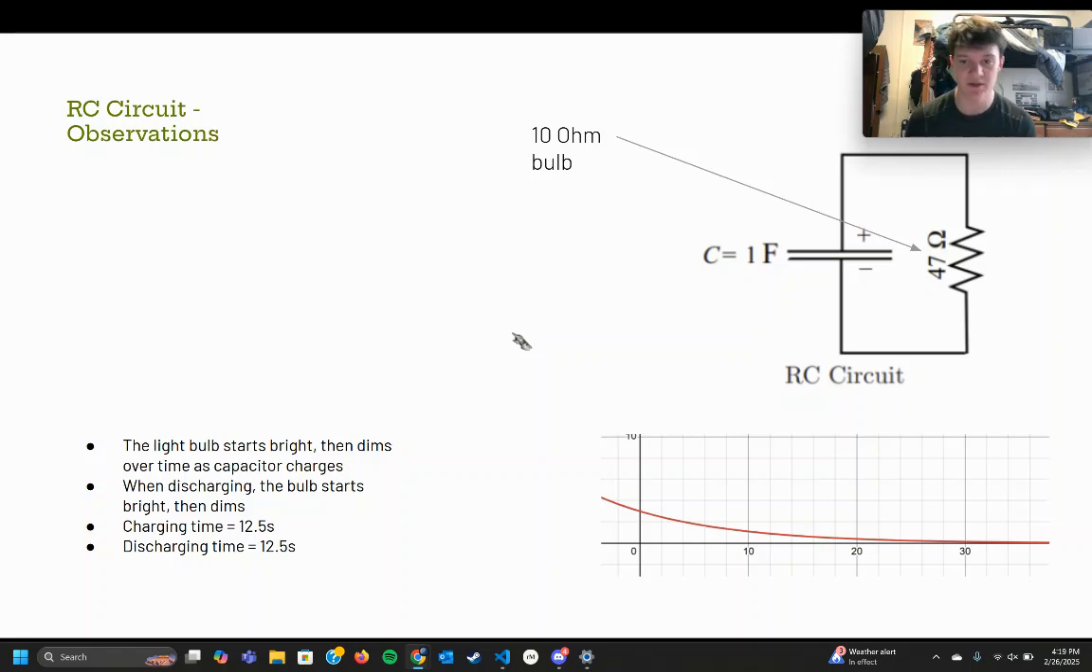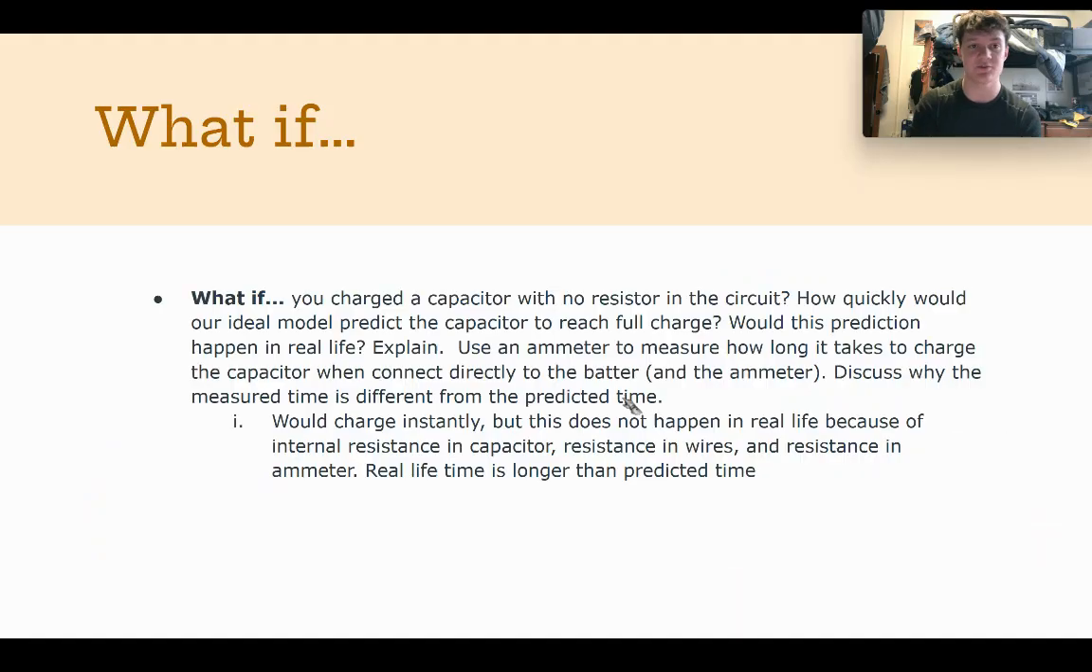You see in this graph that really it should ideally be longer, but the resistance might not be exactly what we expect it to be. So that's not necessarily true. So what if you charge the capacitor with no resistor in the circuit? It would charge instantly per that equation that we had in the last slide. But this does not happen in real life because there is some resistance in the capacitor, resistance in the wire, and resistance in the ammeter. So in real life, it takes much longer than the predicted time.